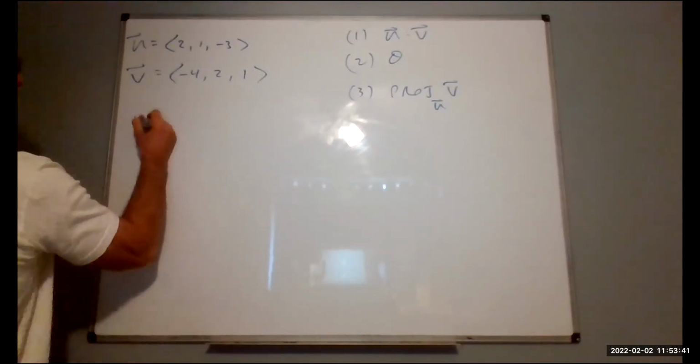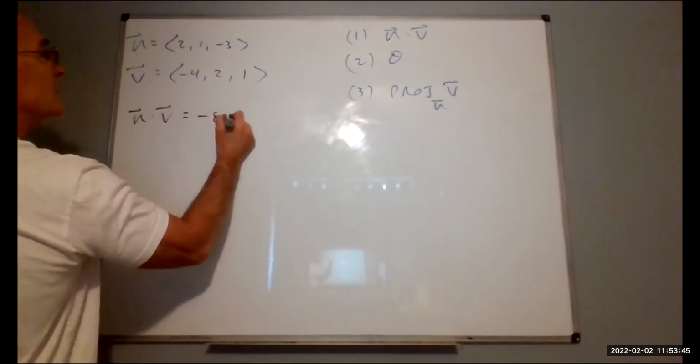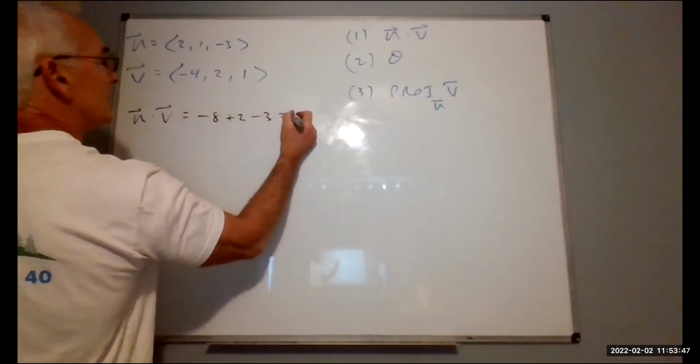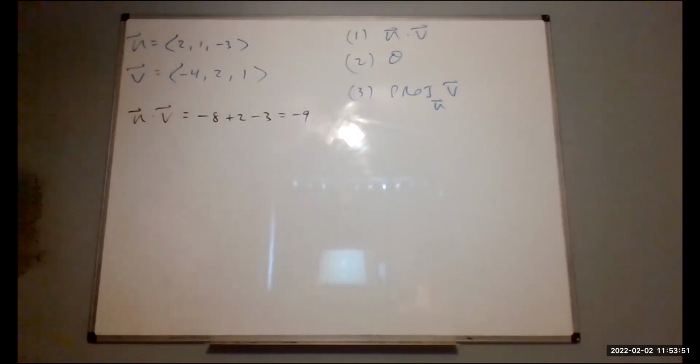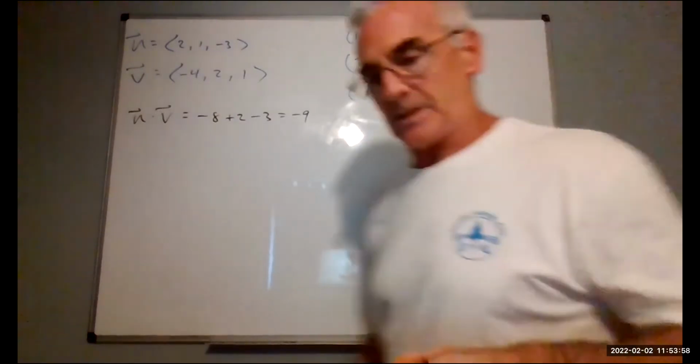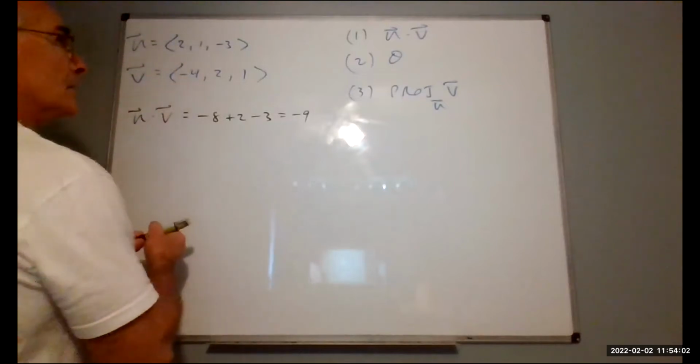So what is u dot v? Well, that would be -8 + 2 - 3, or -9. Okay. Now, in order to find the angle, I need the magnitudes. I need the magnitude in order to find the angle.